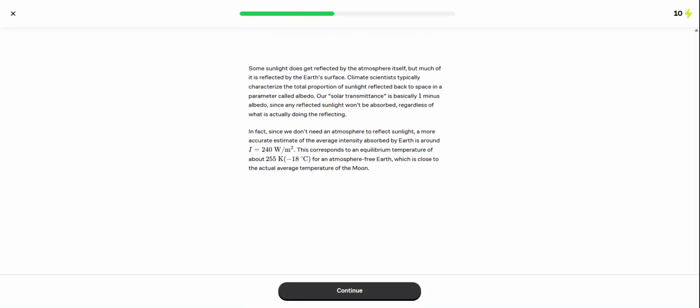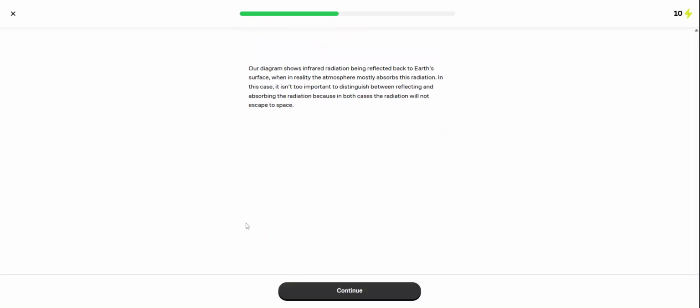In fact, since we don't need an atmosphere to reflect sunlight, a more accurate estimate of the average intensity absorbed by Earth is around I equals 240 watts per meter squared. This corresponds to an equilibrium temperature of about 255 Kelvin, or minus 18 degrees Celsius, for an atmosphere-free Earth, which is close to the actual average temperature of the Moon. But it's freezing, right? Continue.